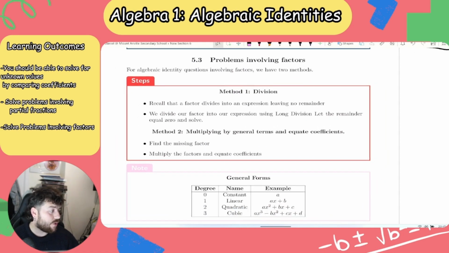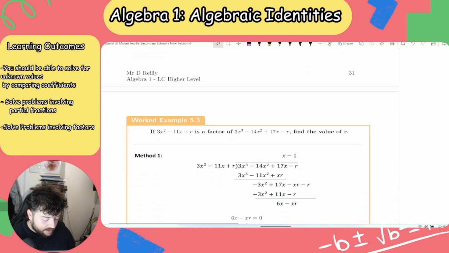So we have two ways to do these questions. We have the division method, and we have multiplying by a general term and then equating coefficients. So, the problems with factors. If you see a question where it says blah blah blah is a factor of blah blah blah, and it might say find the other factor, or it might say prove that. That's when you're going to use one of these methods. So I'm going to do both of them now on this example here.